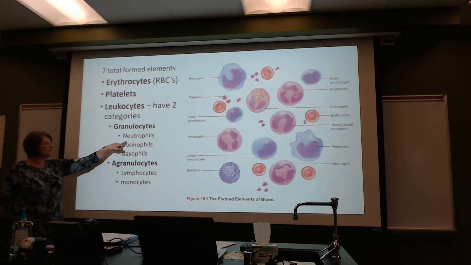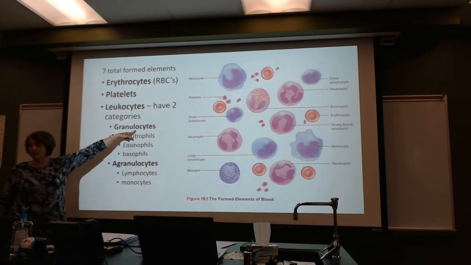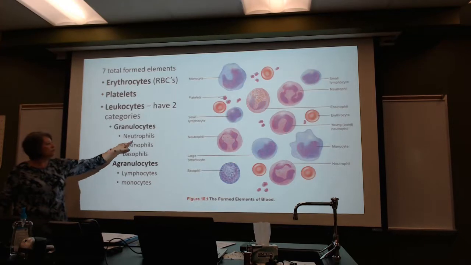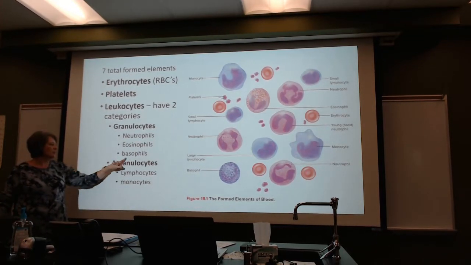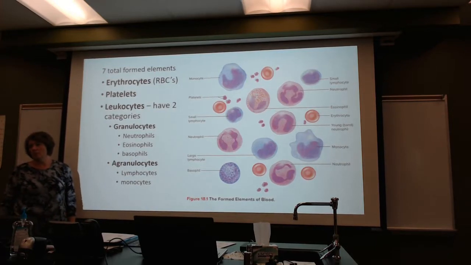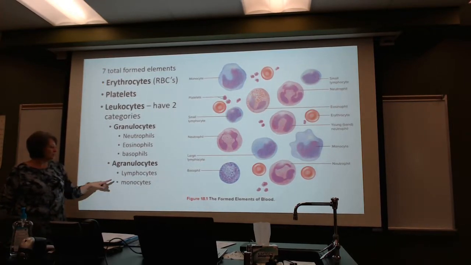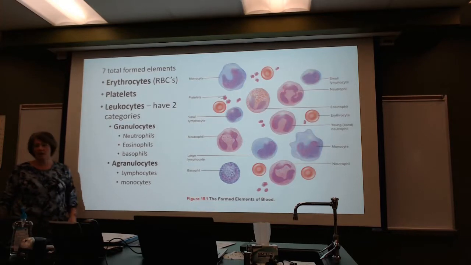The ones that are listed as granules: neutrophils, eosinophils, basophils. Agranules: lymphocytes, monocytes.